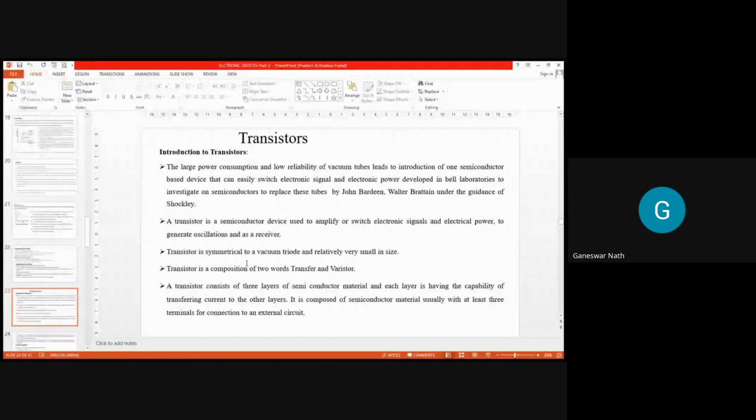Now, we'll come back to the transistor. Okay. So after getting the details about the two terminal semiconductor diode and the different types, their behavior, characteristics, construction, working, and applications, we'll now move to another electronic device that is called the transistor.